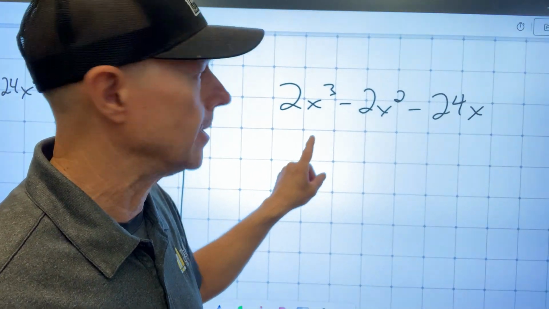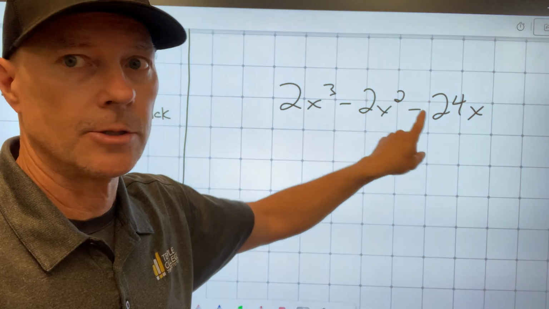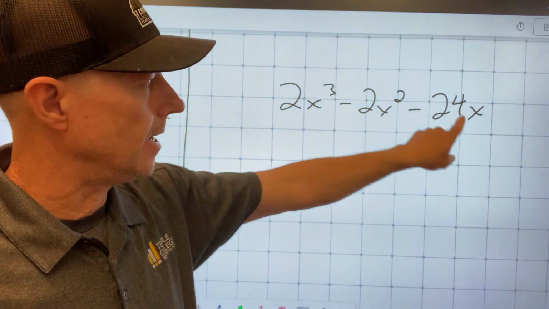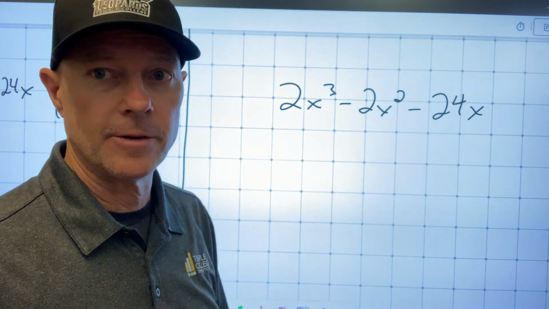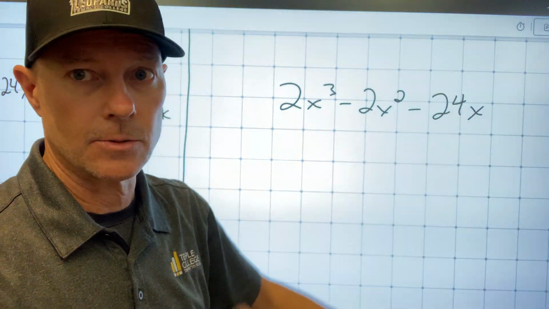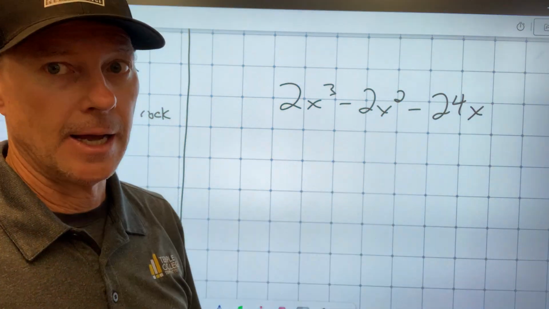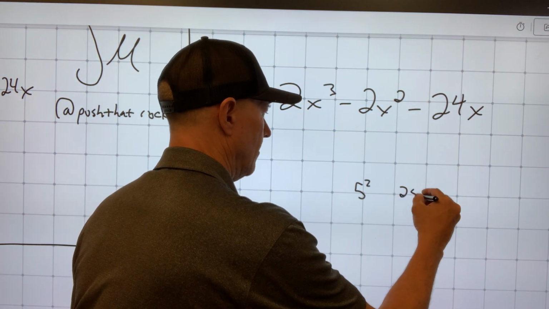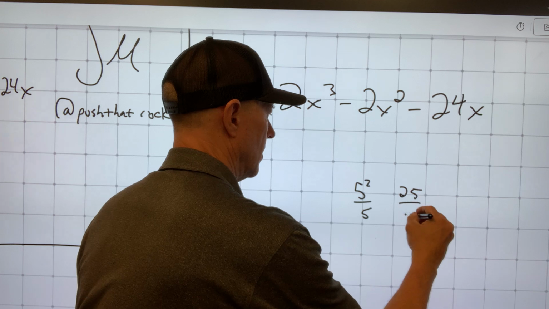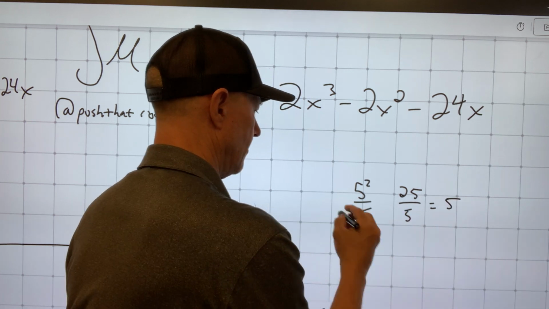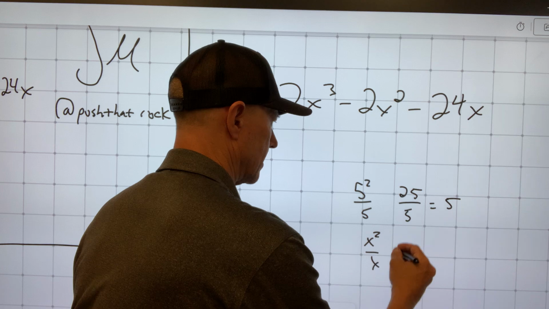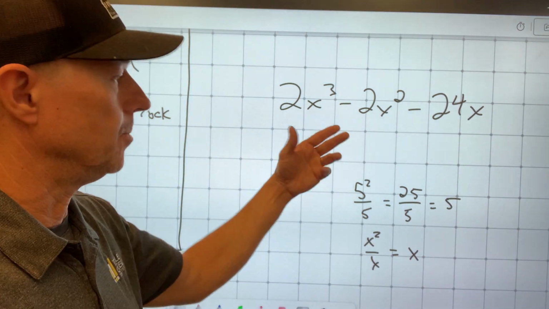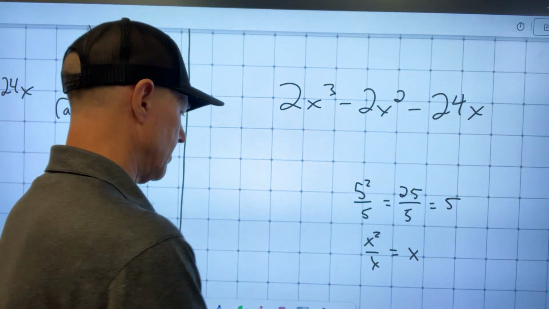2 will divide into 2, 2 will divide into 2, and 2 will divide into negative 24. Also, they all have an x, so they all can be divisible by x. X divided by x is 1. X squared divided by x is just x, just like 5 squared, which is 25, divided by 5 ends up just being 5. And then x cubed divided by x will be x squared for similar reasons.